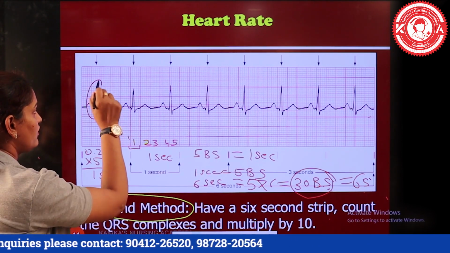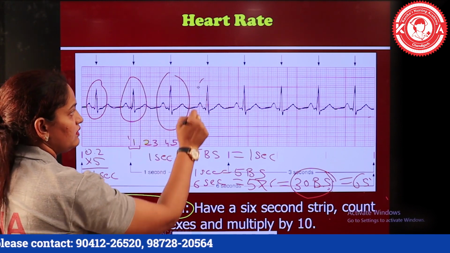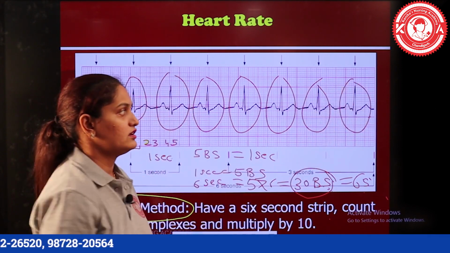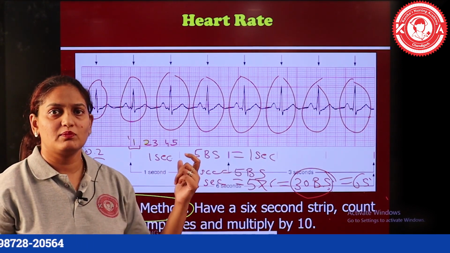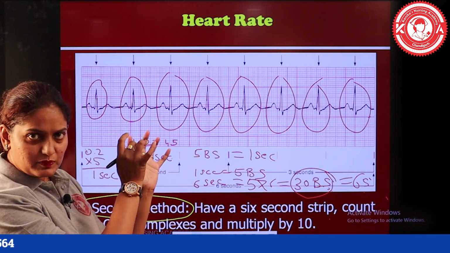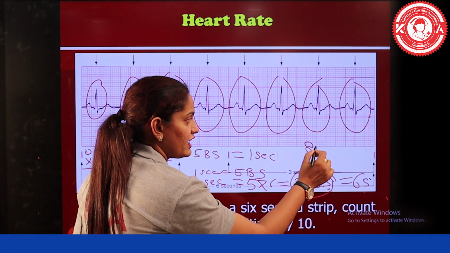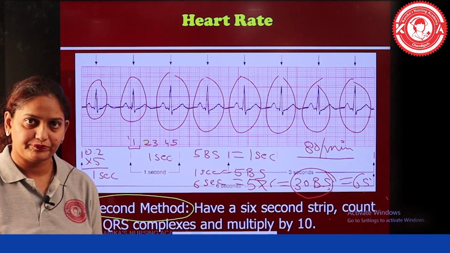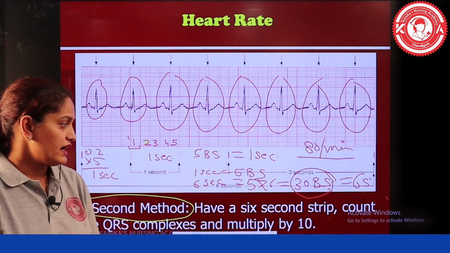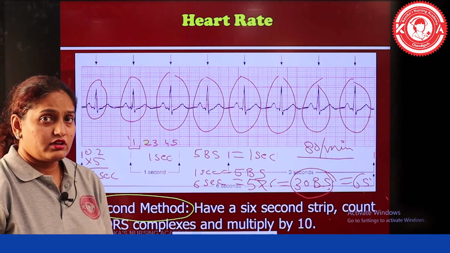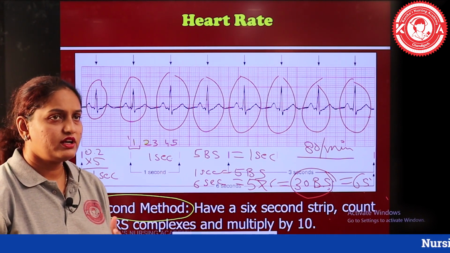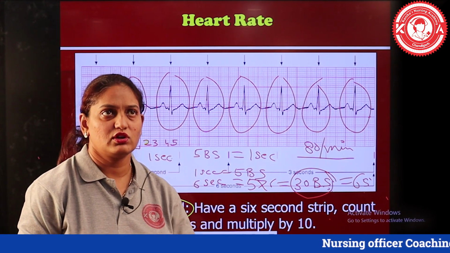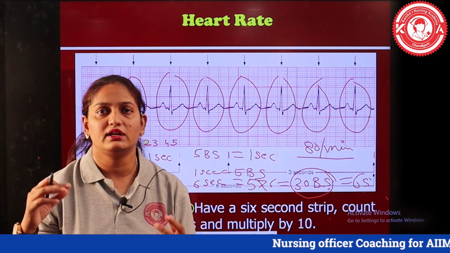So let us count: 1, 2, 3, 4, 5, 6, 7 and 8. So 8 multiplied by 10 will be 80. That means this patient's heart rate at the time of carrying out the ECG is 80 beats per minute. Okay, this is the first method. Every time we calculate the heart rate, it will not always be in multiples of 10, like 60, 70, 80, 90, 100.